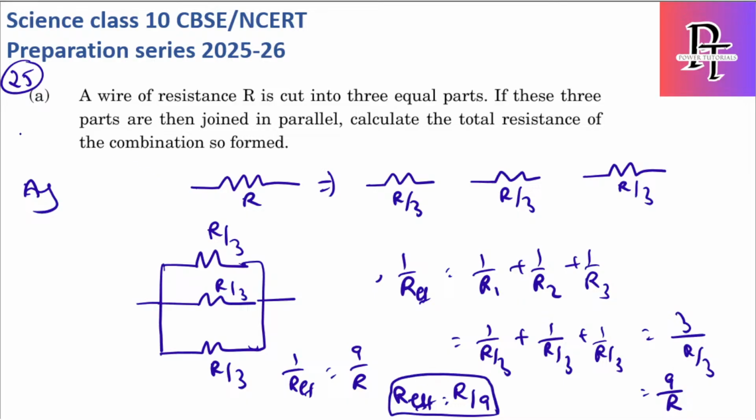This question is important. It can be asked in another way also: one resistor is cut into 3 parts, and what about in series? For series, R is R1 plus R2 plus R3, which is R by 3 plus R by 3 plus R by 3, so this value becomes R again. For series it is R, whereas for parallel it becomes R by 9, further divided by 3. Because for a parallel circuit, 1 by R effective is equal to 1 by R1 plus 1 by R2 plus 1 by R3, whereas for series, R effective is R1 plus R2 plus R3.